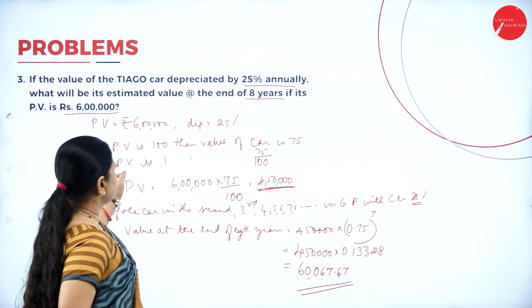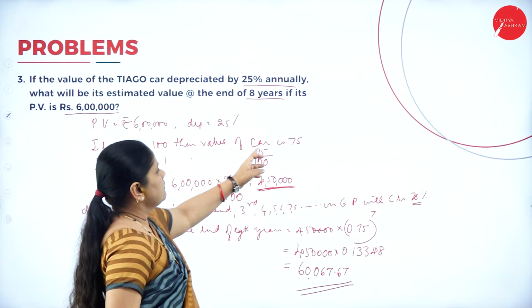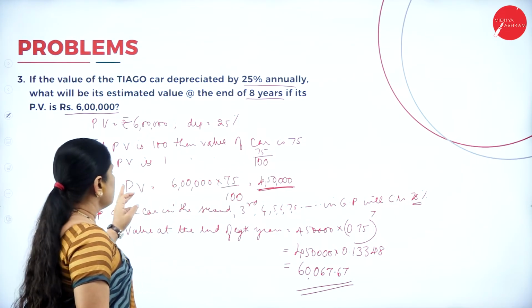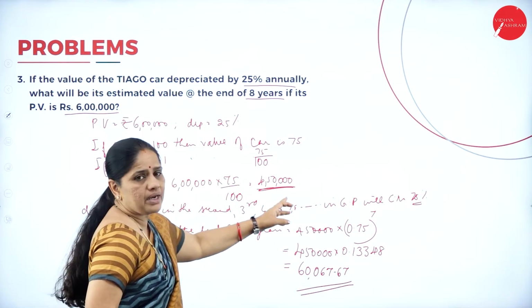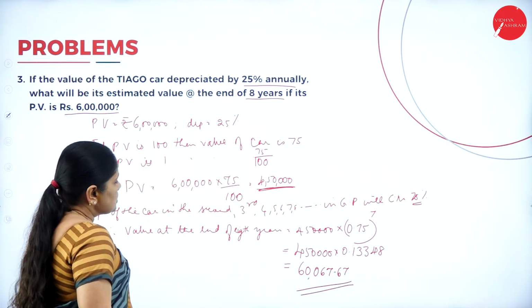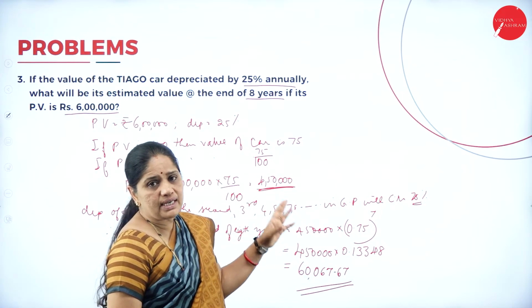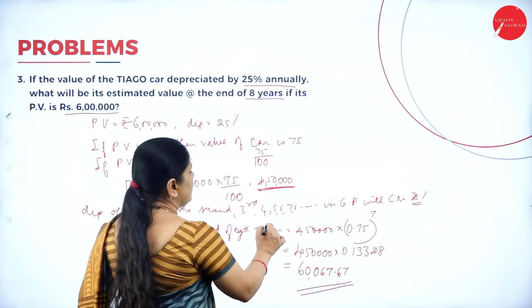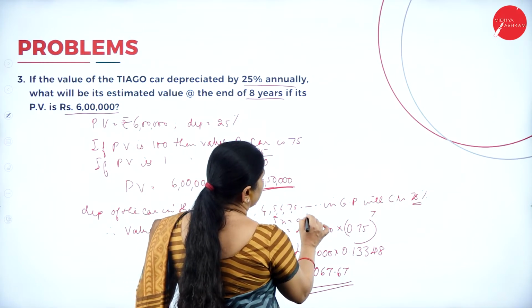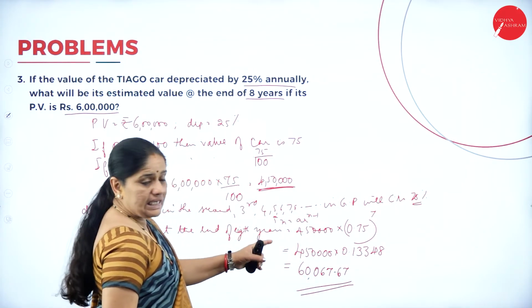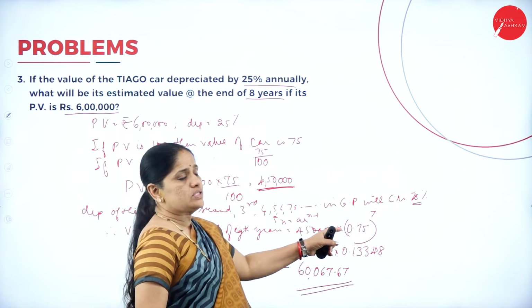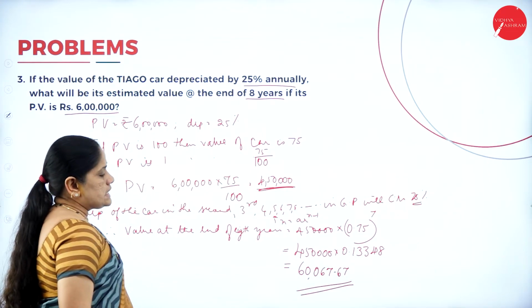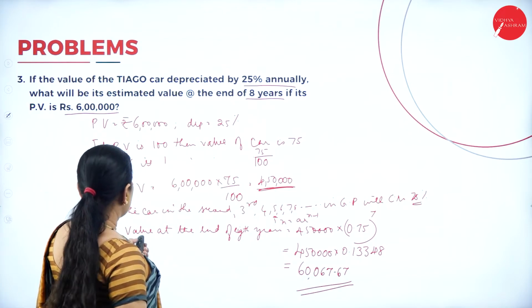The depreciation is 25%. If PV is 100, the value of the car is 75. If PV is 1, the value will be 75 by 100. So PV equals 6 lakhs into 75 by 100. I get 4,50,000. So the depreciation of the car will be reducing every year. So it will be in a GP. So I take the formula as Tn equals AR to the power of n minus 1. So in the 8th year, the value will be 4,50,000 into 0.75 to the power 7. So I get 60,067.67. So this is the answer.